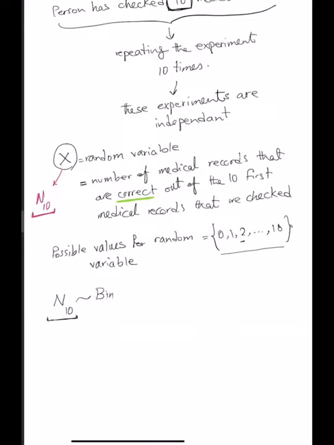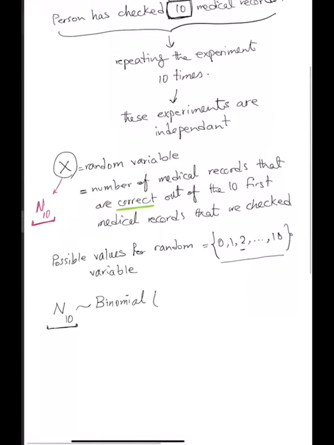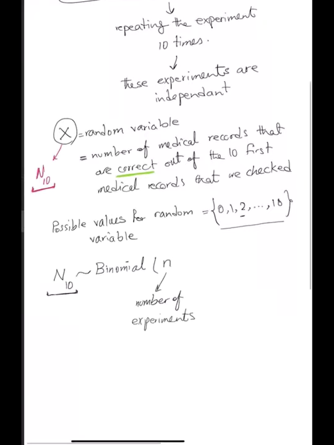Binomial. What are the 2 parameters that I need to know for the binomial to be able to answer the probabilities or any questions that you ask about the binomial random variable? The number of experiments. One is n, which we call the number of experiments. So here, what is n? Here, n is 10 in this example.